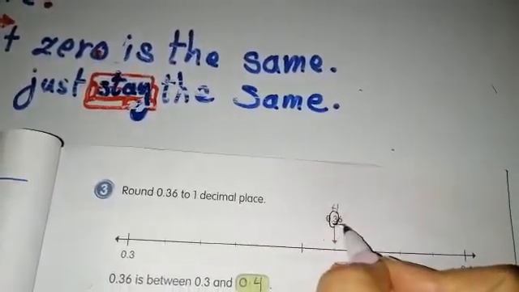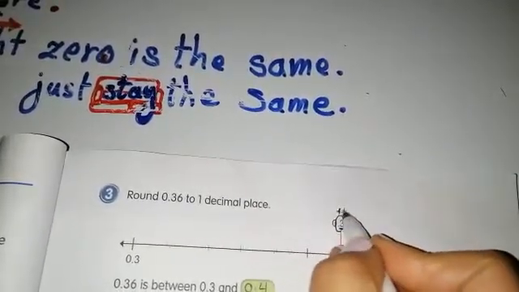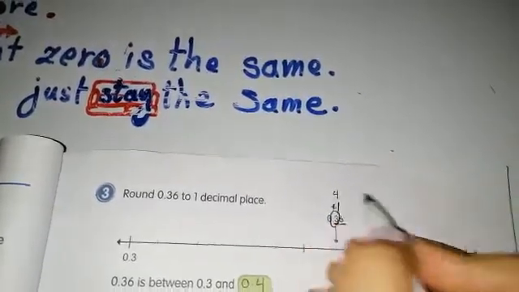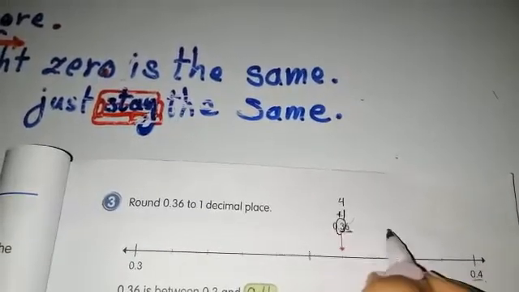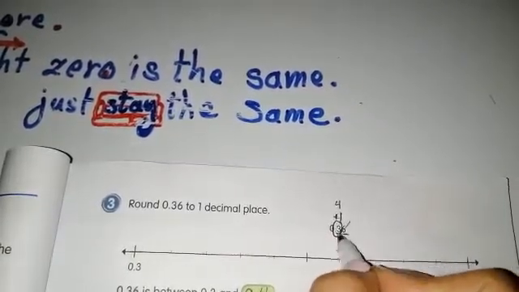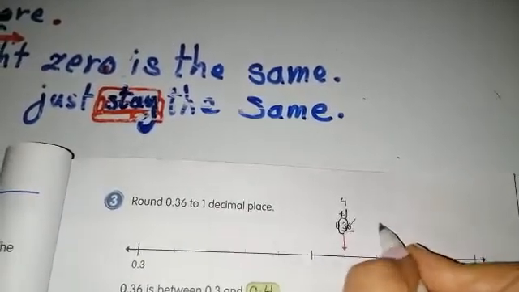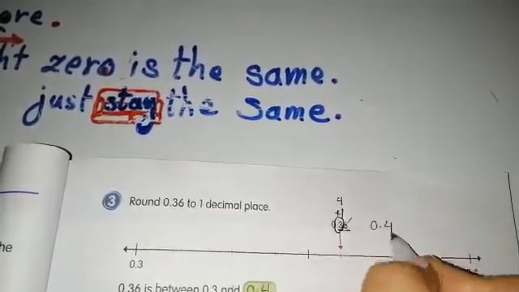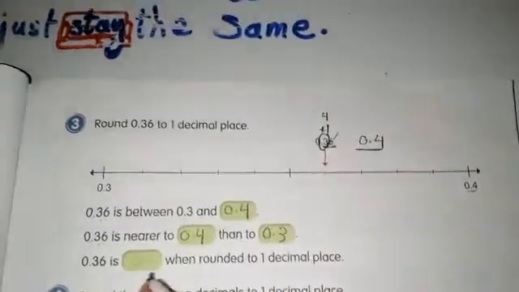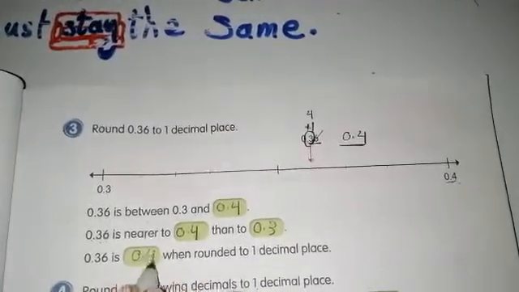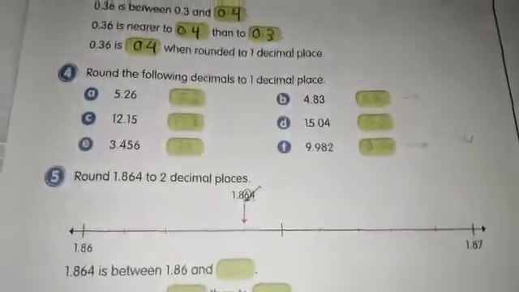Look next door. What's next door? It's 6. So it's 5 or more. Yes, it's more than 5. So I will add one more. It will be 4. Numbers on the right, I'm going to ignore them. Numbers on the left just stay the same. Okay, so the number will be 0.4 as I changed the 3. So this will be what when rounded? 0.36 is 0.4 when rounded to one decimal place. Okay, let's see exercise 5.